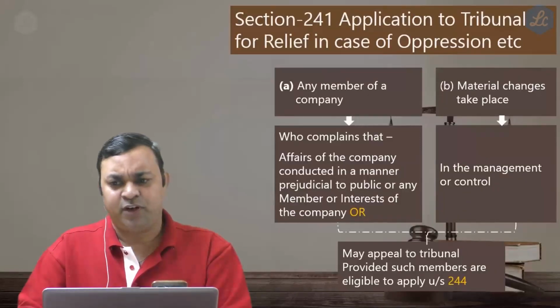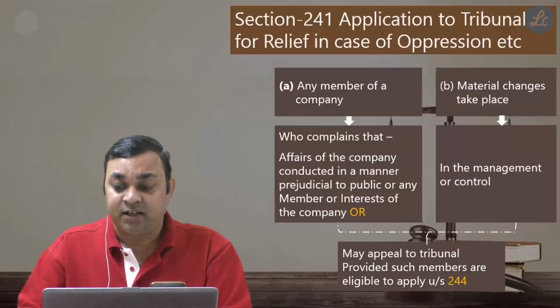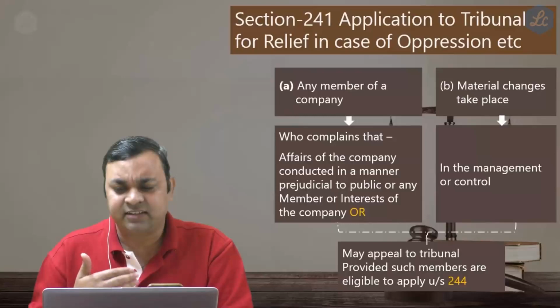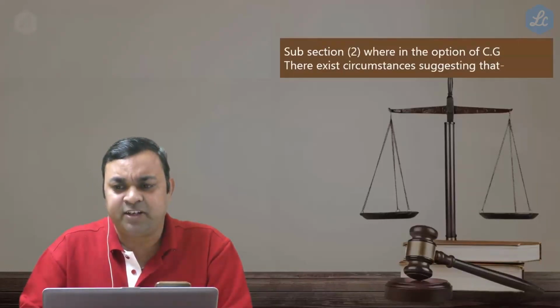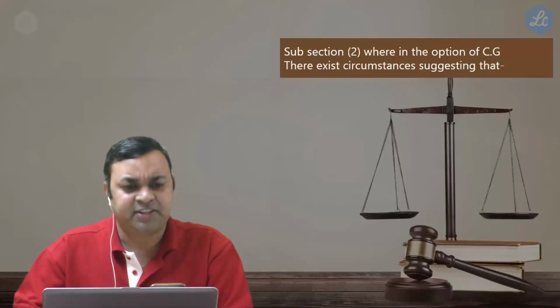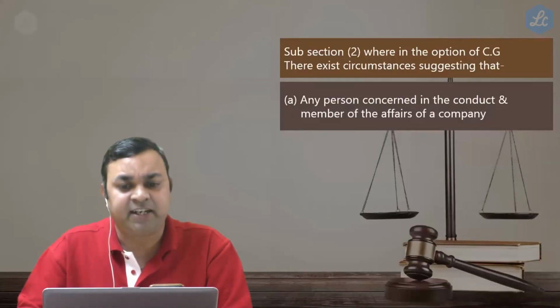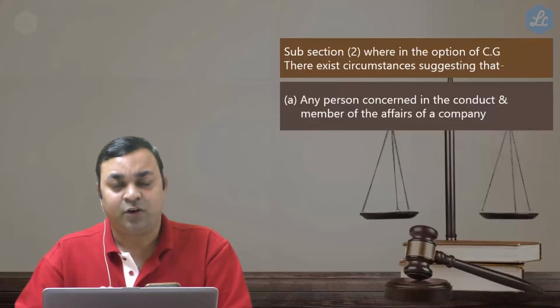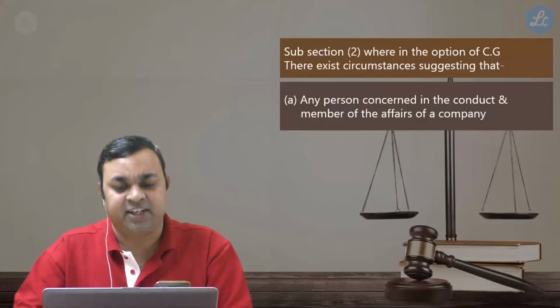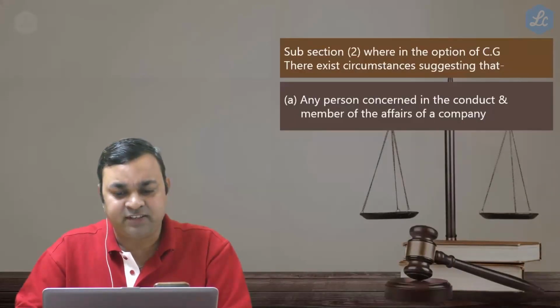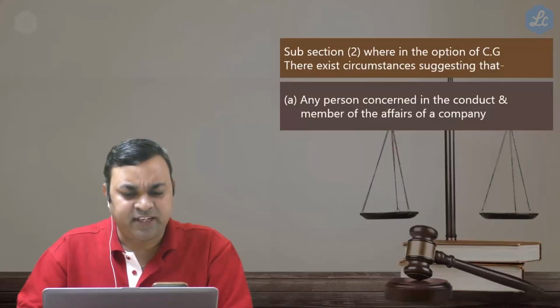Now, Section 241 talks about this part only. There are two to three more issues we can discuss in Section 241, with respect to subsection 2, the central government. In the first subsection, we went through the members who can make an appeal to the NCLT for the working of the company or for a change in the BOD. Now, subsection 2 talks about the central government. It uses the words that, in the opinion of the central government, if some circumstances exist.